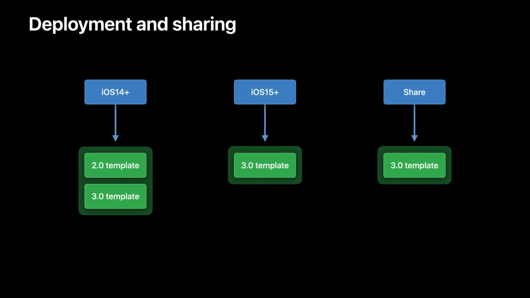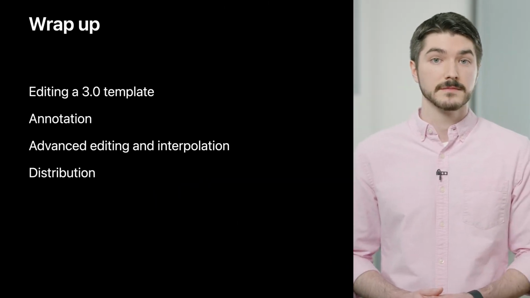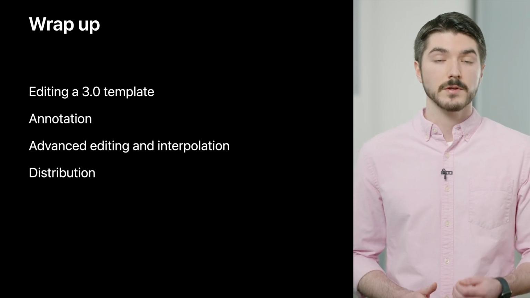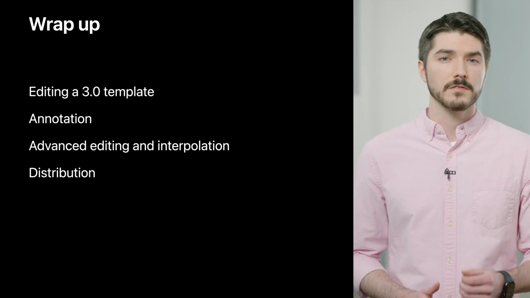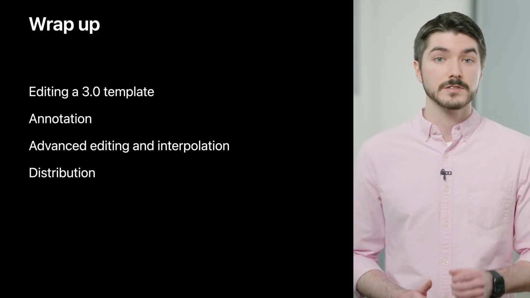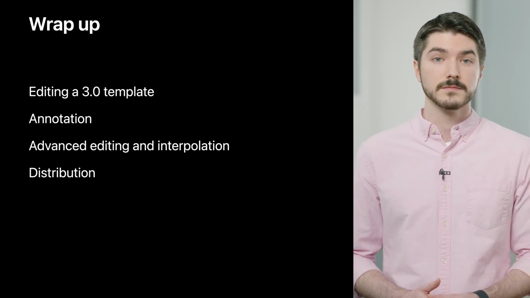We covered a lot of content today, so let's do a quick recap. We talked about the new 3.0 custom symbol template, the features it supports, and how to edit it. We covered how to prepare your symbols for annotation and add multicolor and hierarchical data. We explored a more advanced workflow that opts into some stricter requirements to take advantage of interpolation. And we just finished talking about how to distribute your symbols.